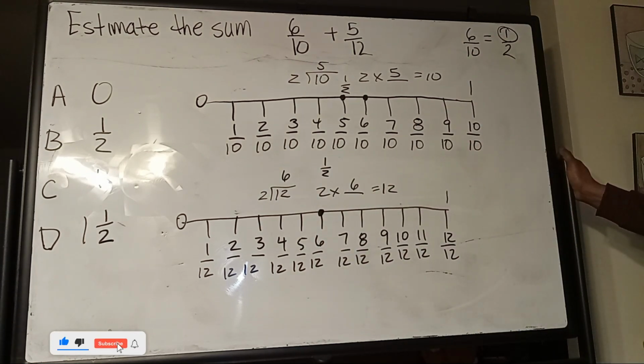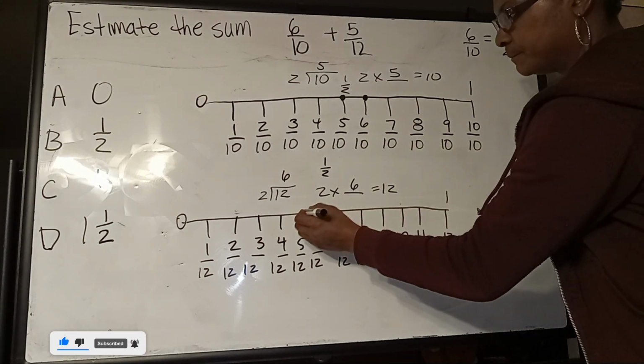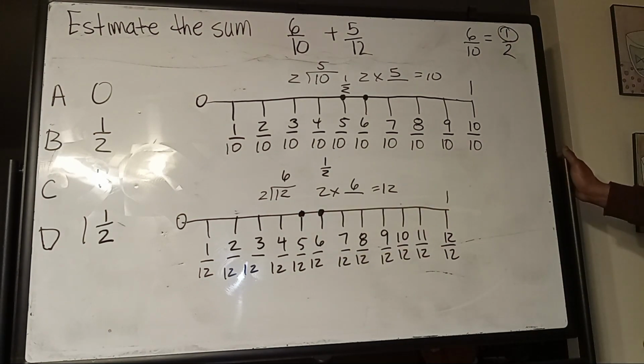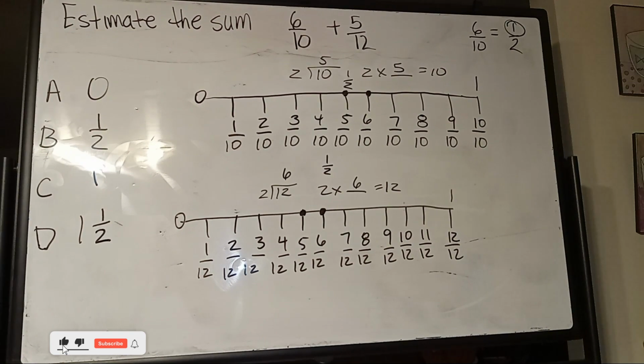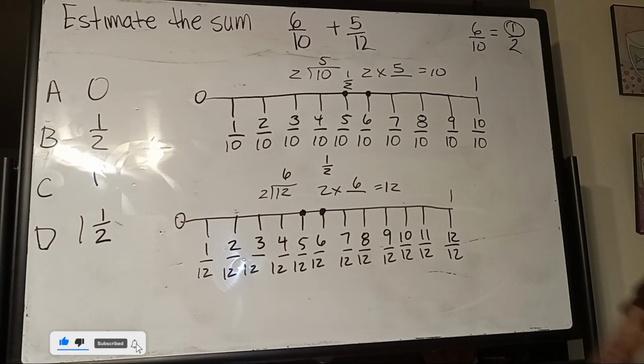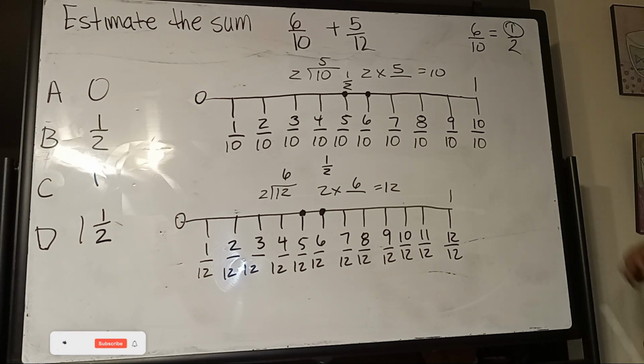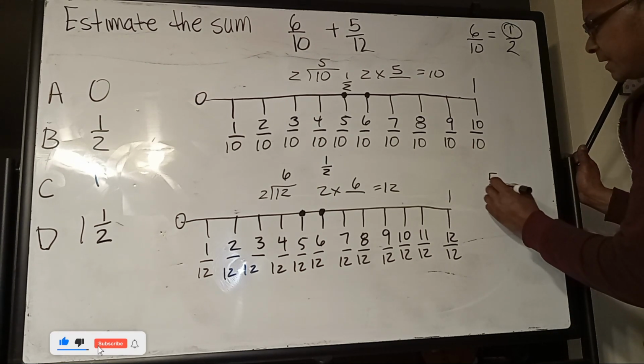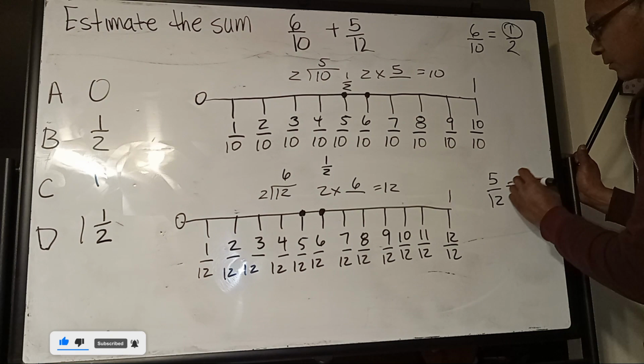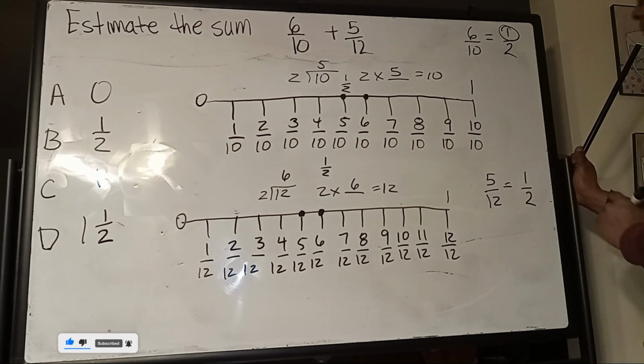And we're going to label our 5 over 12. And then we're going to ask ourselves the deciding question. Is it closer to 0, half, or 1? The half. Exactly, great job. So that means 5 over 12 equals 1/2 for this problem.